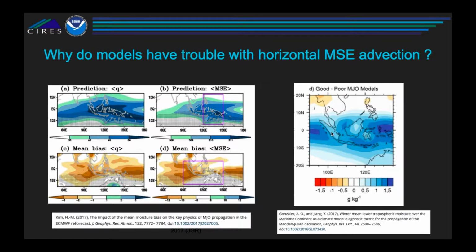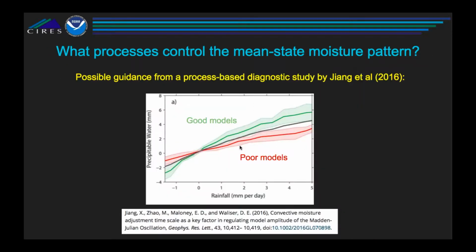So why do models have trouble with the horizontal MSE advection? The study by Jaime Kim attributed the problem to the prediction of the mean state moisture, or MSE, field. This shows the predicted moisture and MSE field and then the bias relative to the analysis or reanalysis, showing that the model has a pretty substantial dry bias in the MSE field.